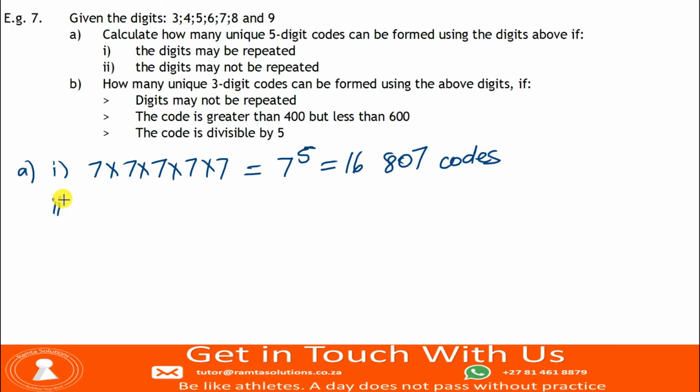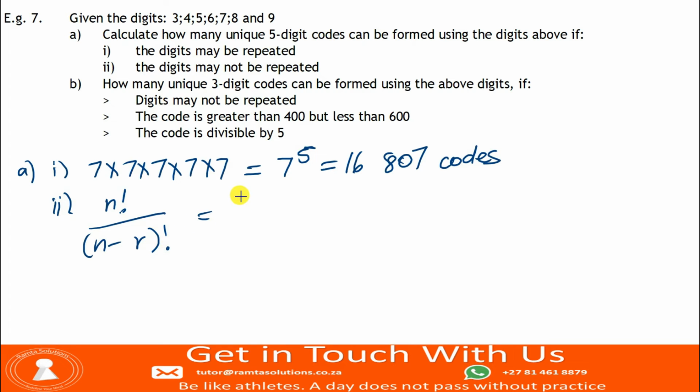Roman figure 2, they say digits may not be repeated. So with this one, remember that formula, n factorial over n minus r.